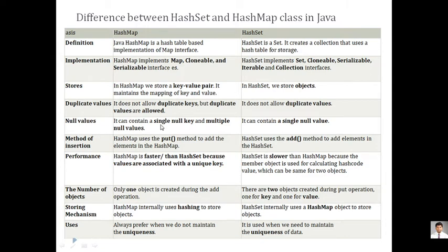So here it is a single null key, but multiple null values. So multiple null values can be added into a hash map, but only a single null value can be added into the hash set till version 1.7. So 1.5 onwards, it is not allowing this also. So null values are again not allowed from the version 1.5 onwards. So this is again the big difference. Here it has been allowing, here it is not allowed.